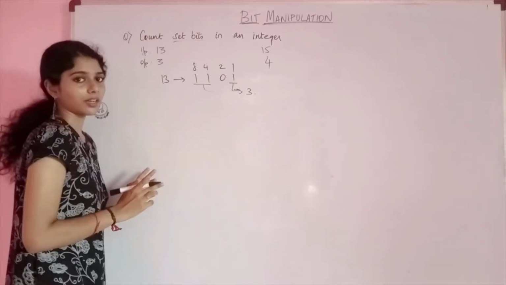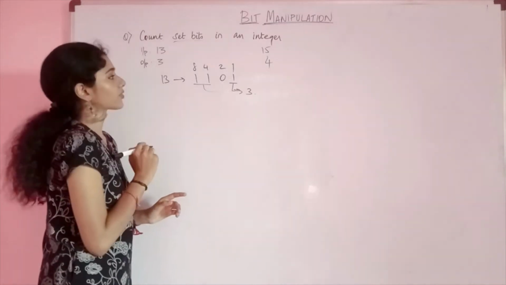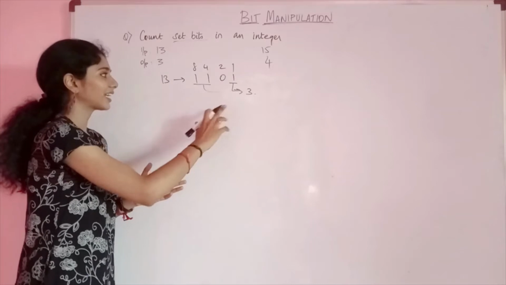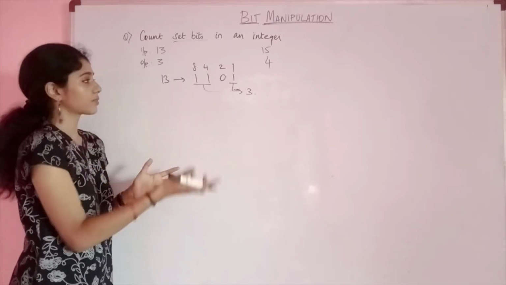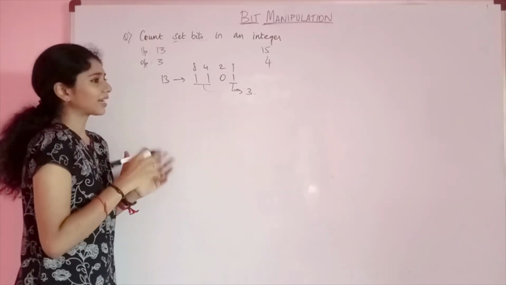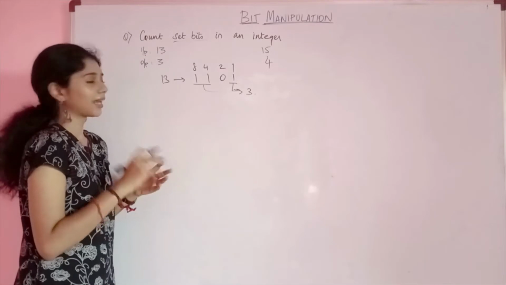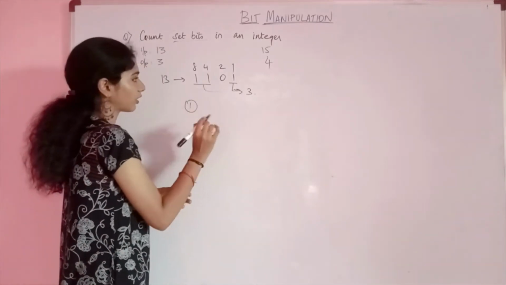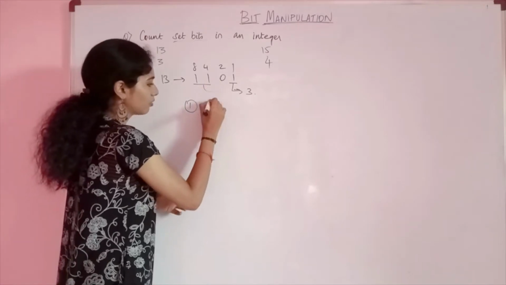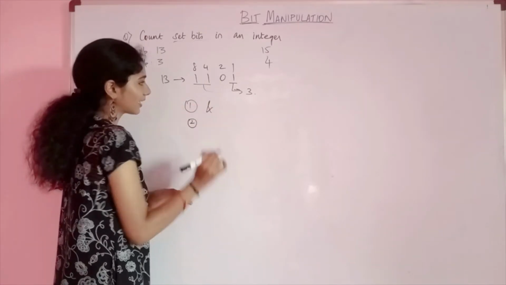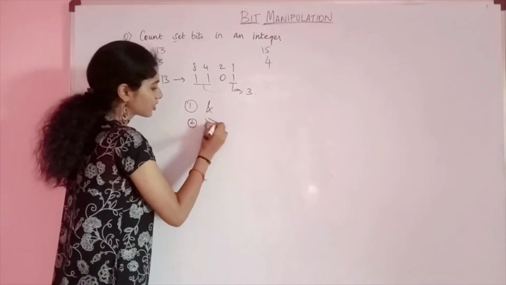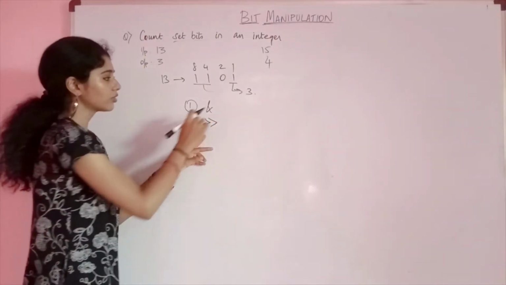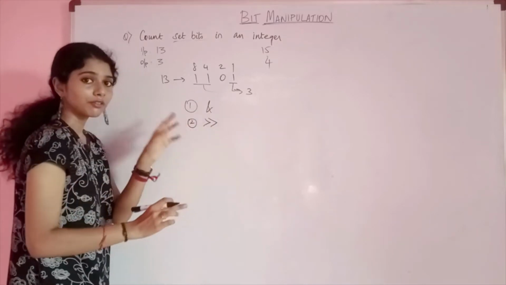So how can I do that? We can use two operators for this. You can do this in any format you want. You can directly count all the ones present. There are many ways of actually doing it. I'm going to do it in one way. The first one is I shall use an AND operator, and secondly, I shall use the right shift operator.